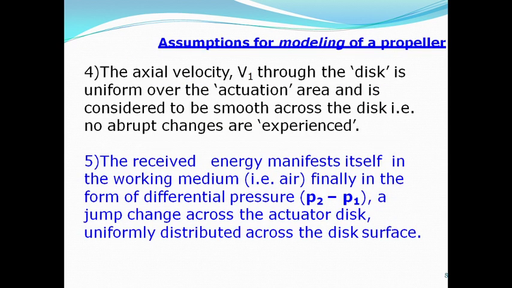And the axial velocity through the disc is uniform. This is also not real, but for this theory we assume that this axial velocity which is imparted to the fluid is uniform. But in reality, when there is a rotating element and it is rotating, you have some surface, it always has a variation in the velocity. But for the sake of the theory, we assume that it's uniform over the actuating area, and the received energy manifests itself in the working fluid finally in the form of differential pressure. That's the only thing which is used to convert the pressure to the velocity.